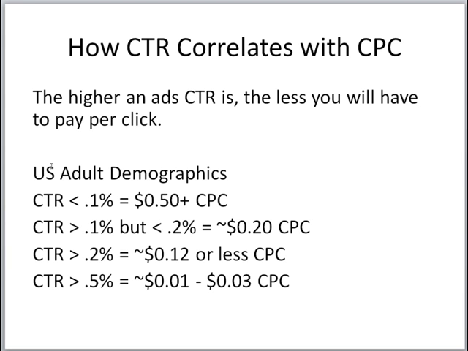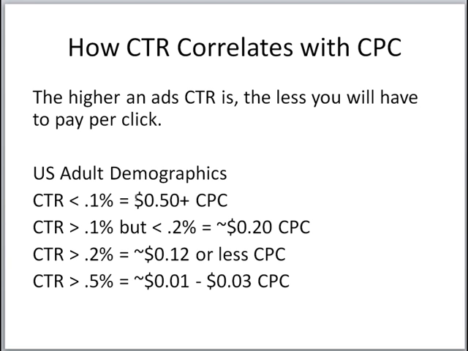So I've set it out already for you here with U.S. adult demographics, so that's anywhere from about 20 and up. This is basically what it ends up being. If your CTR, your click-through ratio, is less than 0.1%, that's one click for every 1,000 impressions, your bid price will have to be about $0.5, so 50 cents or higher, to actually keep getting impressions and keep getting clicks.